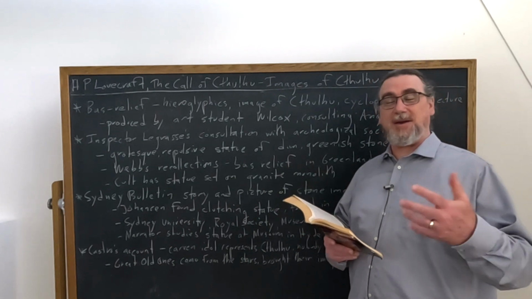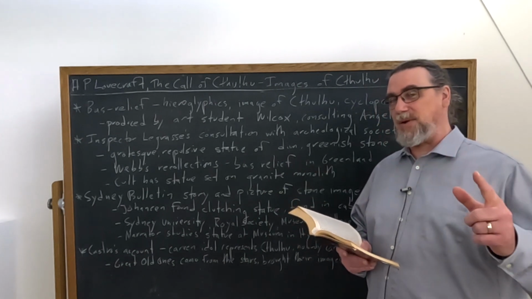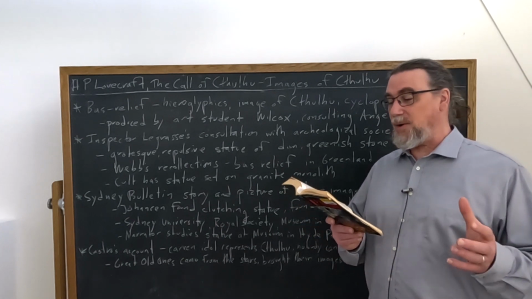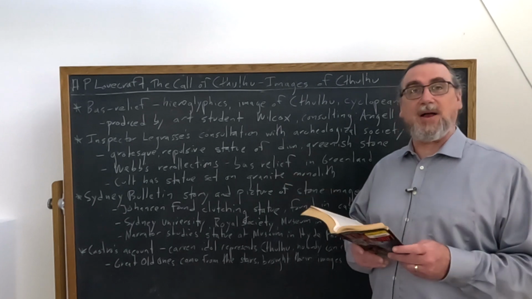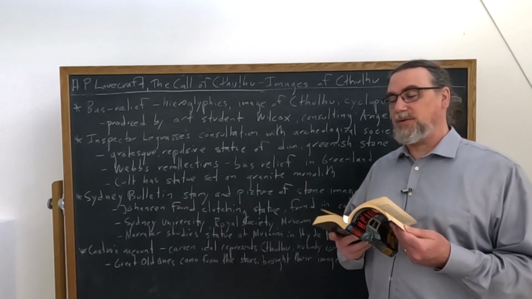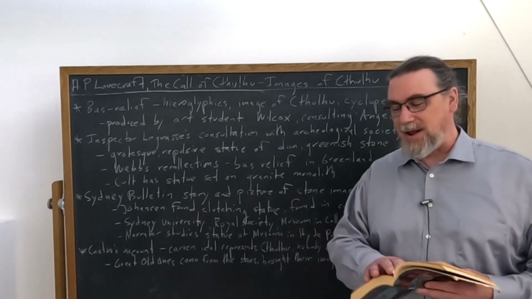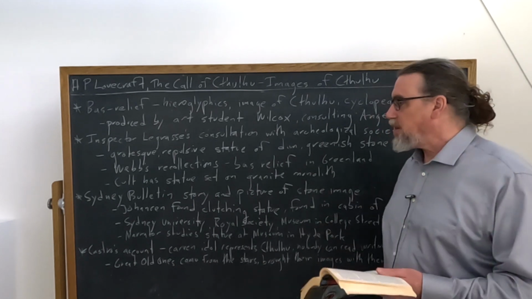And then we get an invocation here of something that happened a little bit earlier in the story: Castro, who had told Legrasse about the Great Old Ones. So we need to look a little bit at that, going back into the second part.